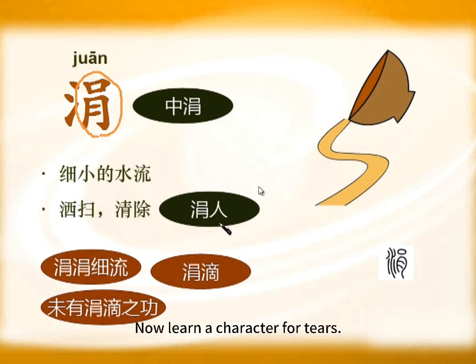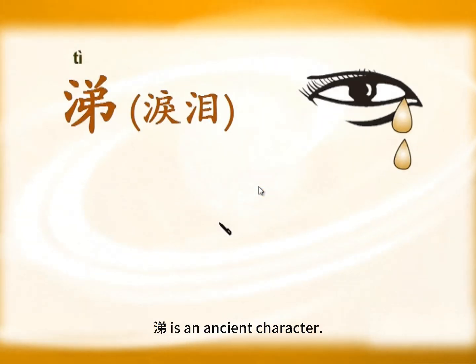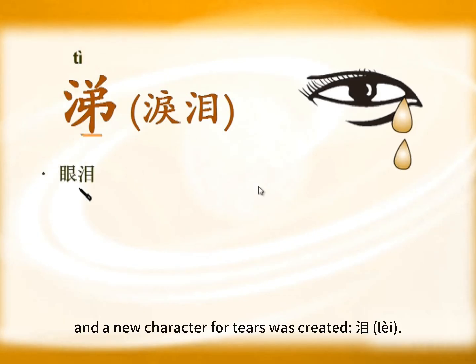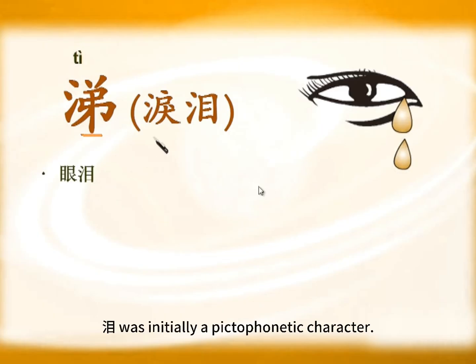Now learn a character for tears. 涕 is an ancient character. Right 弟 indicates sound. Left 氵 shows relation to water liquid. Originally meant tears. Later, 涕 no longer represented tears, and a new character for tears was created, 泪. 泪 was initially a pictophonetic character.